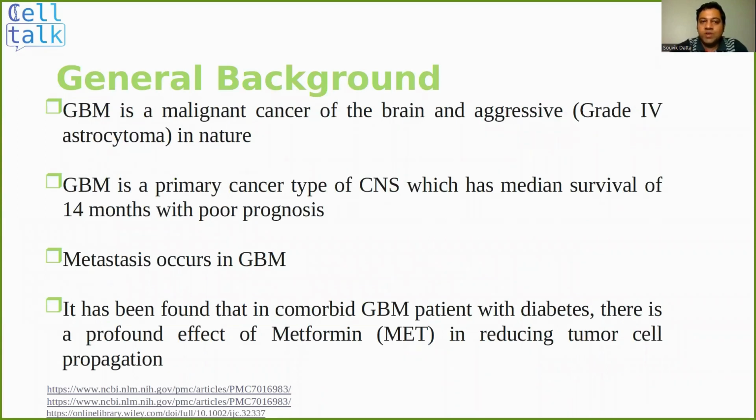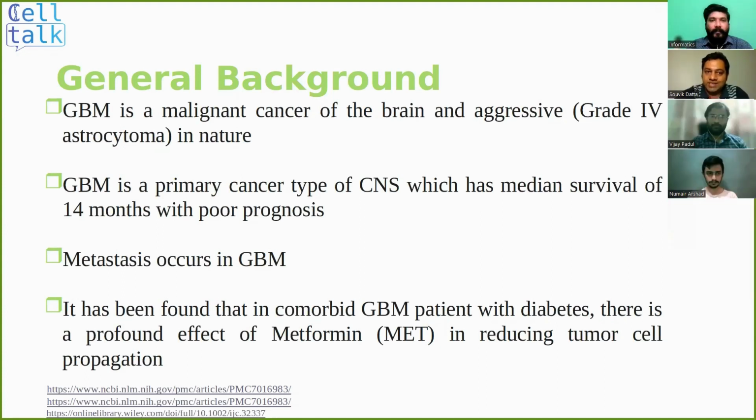So let me give a brief about to what extent GBM is prevailing in our society and why we should come up with an alternative or a kind of repurposed regime of drug for this disease. GBM, or glioblastoma multiforme, is a malignant cancer of the brain and is an aggressive grade 4 astrocytoma. It means it is the cancer of astrocytes, where during the propagation stage, it often goes to malignancy and metastasis.